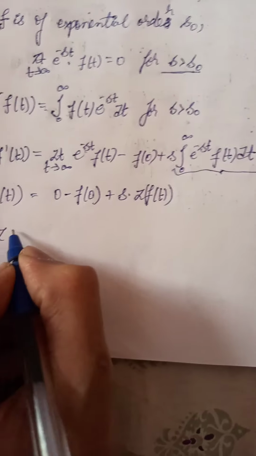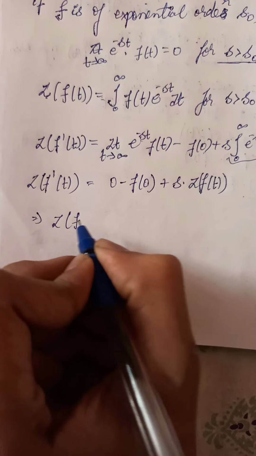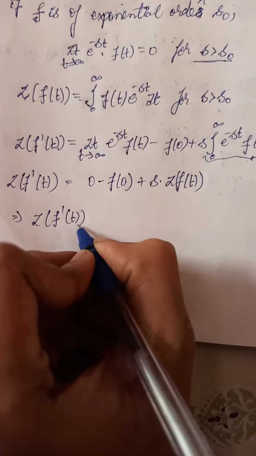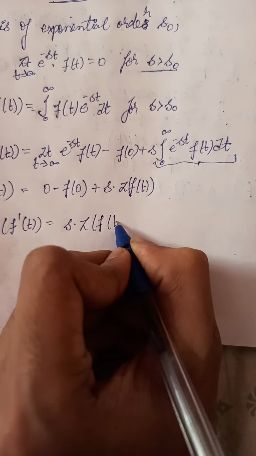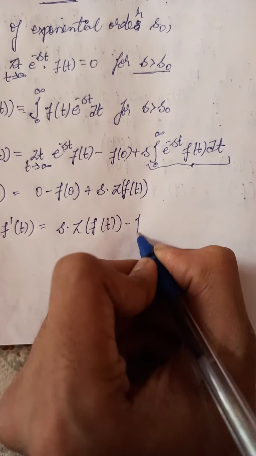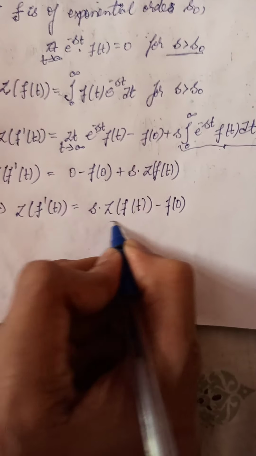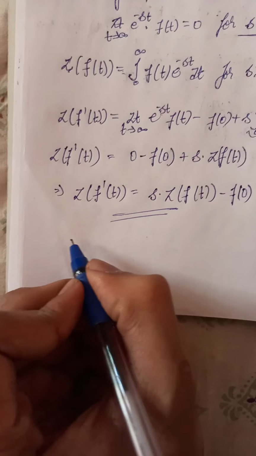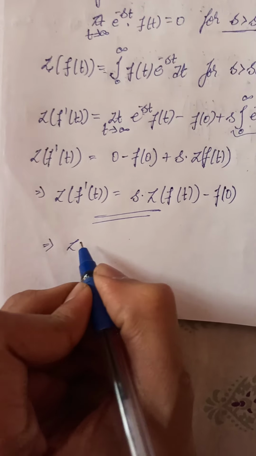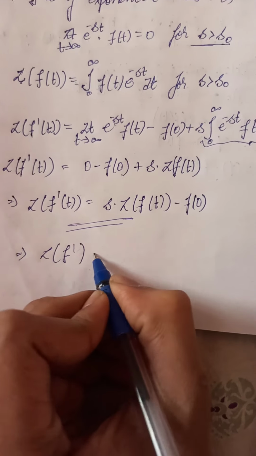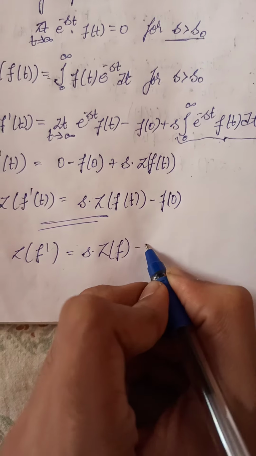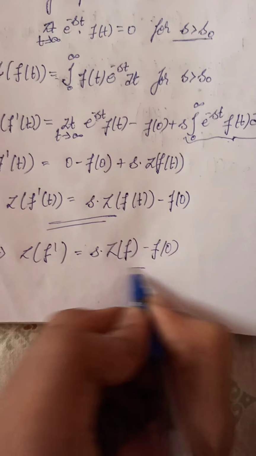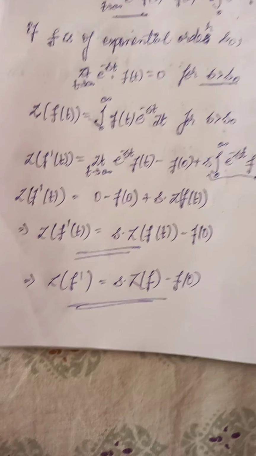So this implies Laplace of f dash of t equals s into Laplace of f of t minus f of 0, or in simple terms, Laplace of f dash equals s into Laplace of f minus f of 0. Hence proved. Thank you.